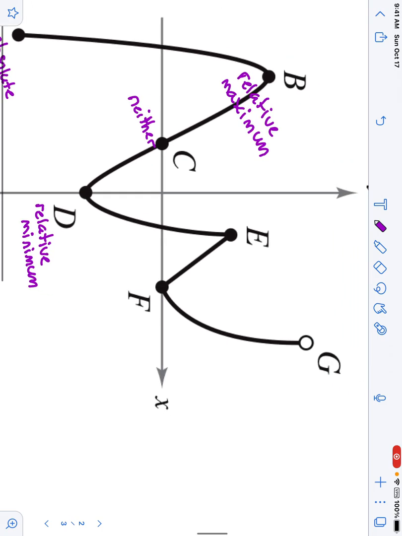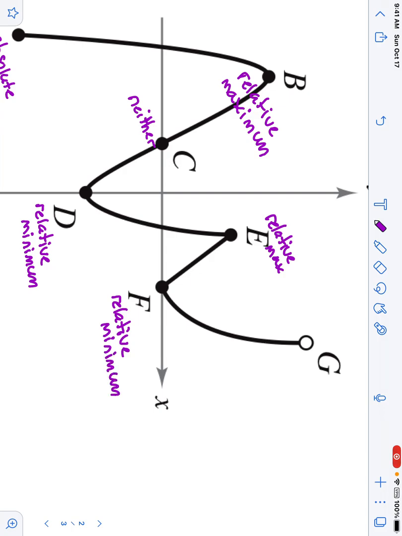Point E is also a turning point. The slope changes from positive to negative, not the highest point. This is a relative max. Point F, the same. We change from negative to positive slope, but not the lowest point, relative minimum.